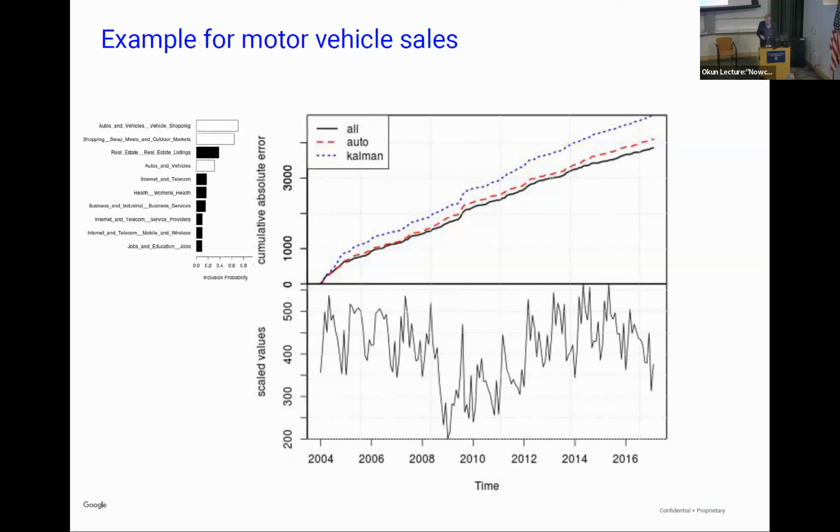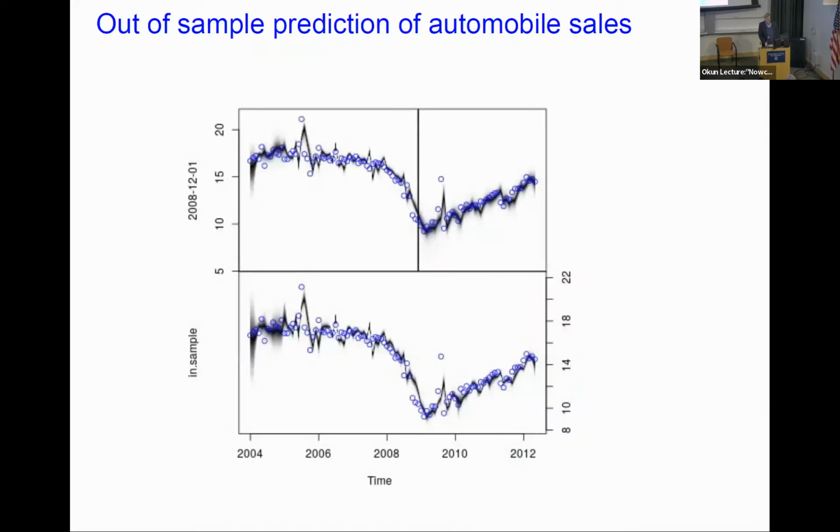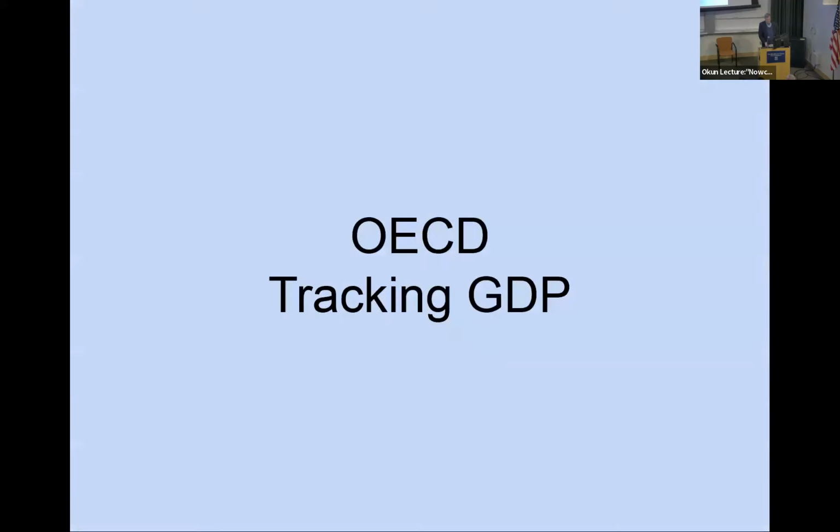And I think with some digging around, we could probably do something about this used car, new car split as well. So let's see, what do we got here? Actual and predicted. So this is the actual and predicted lightweight vehicle sales, which you can see fits pretty well. And this is using both the regression components and the other trend components, out of sample prediction again.